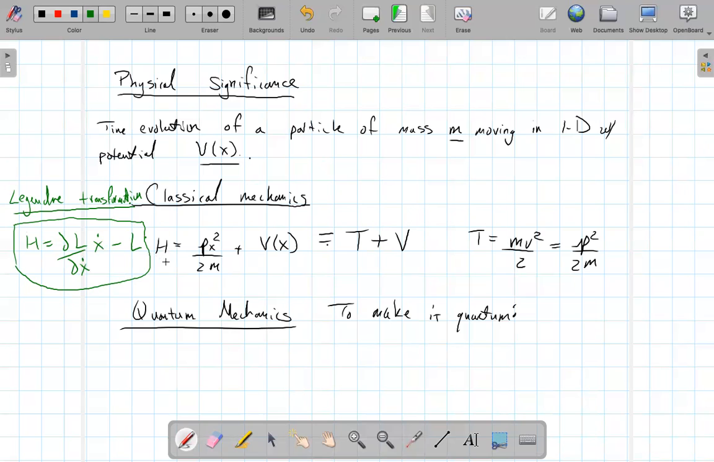So anyways, in classical mechanics, this is what we have, right? The Hamiltonian is simply equal to the momentum squared divided by twice the mass, plus the potential.